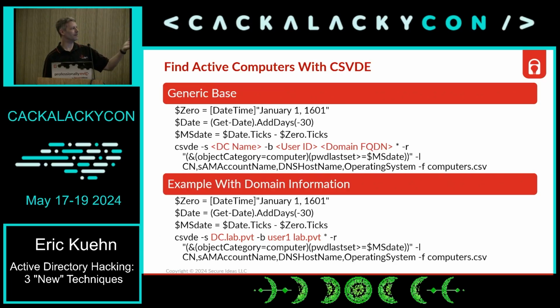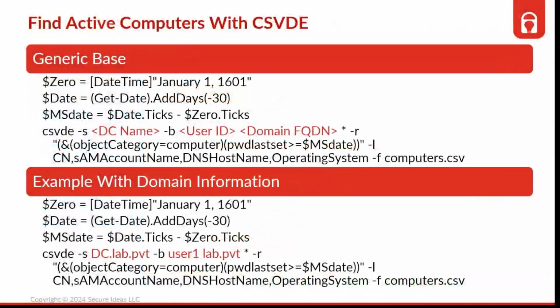-S is the server you want to connect to, in this case a domain controller. -B is my user account, SAM account name, what we think of as the short login name. Then you supply the domain, fully qualified name. The star says, hey, prompt me for a password. Don't let me have to write this in. The R is the LDAP filter. The L, lowercase l, is the other pieces of information. So I'm saying, give me all of the active computers. I want to know their short name, their long name, which is DNS host name, and their operating system.